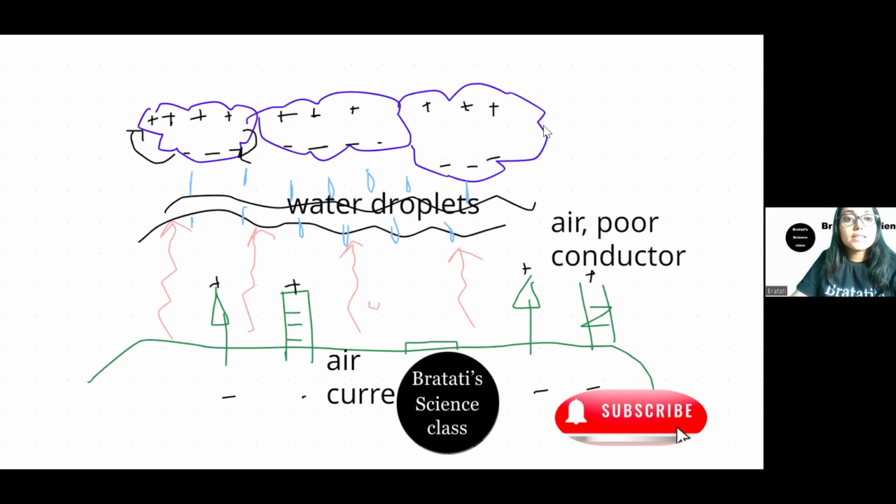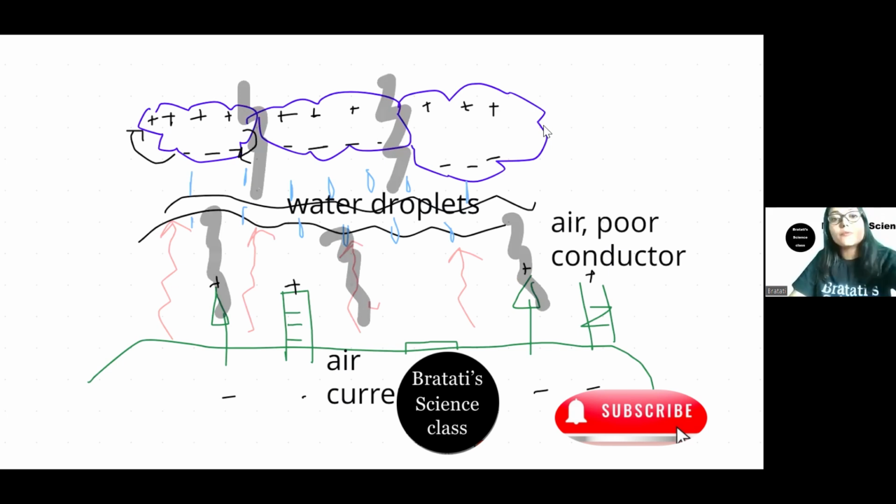We can see the lightning here, mainly on the top of the tall buildings and trees and all. The taller the objects, the more prone they are to lightning. Okay, so I hope this part is clear.